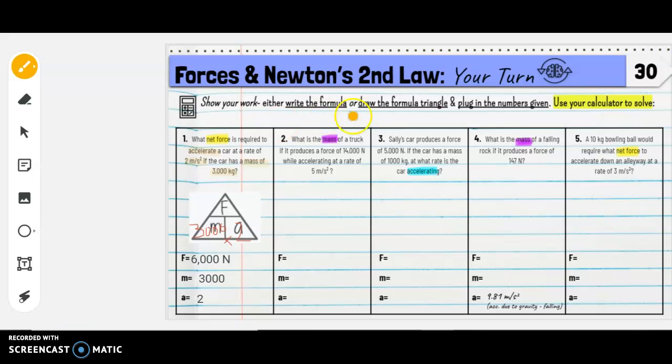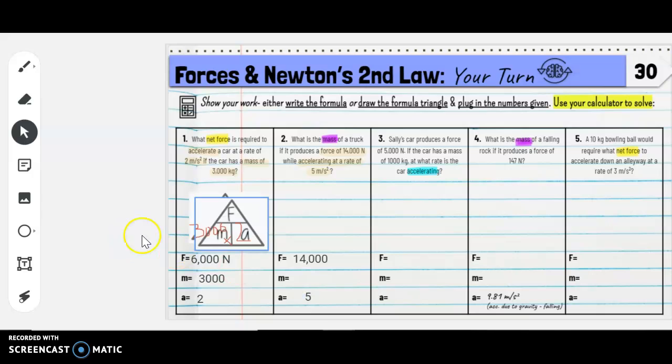Looking at number 2, it says what is the mass of a truck if it produces a force of 14,000 newtons while accelerating at a rate of 5 meters per second squared. So first we can fill in what we have. So we know the force is 14,000. And it gave us the acceleration rate of 5 meters per second squared. So for the A, we know that's going to be 5.